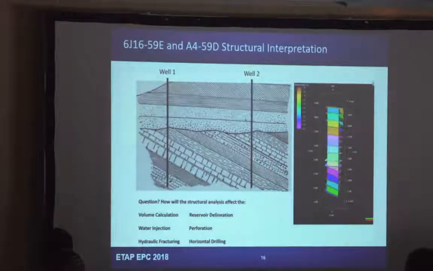So what is the value from gathering such data? What is the value of knowing that the BUK is tilted here? It's so important for further information about volume calculation. We now have a big idea about where exactly we inject, the place exactly for water injection and hydraulic fracturing, as well as the reservoir delineation, and where exactly to perforate our wells, and where we drill horizontally.